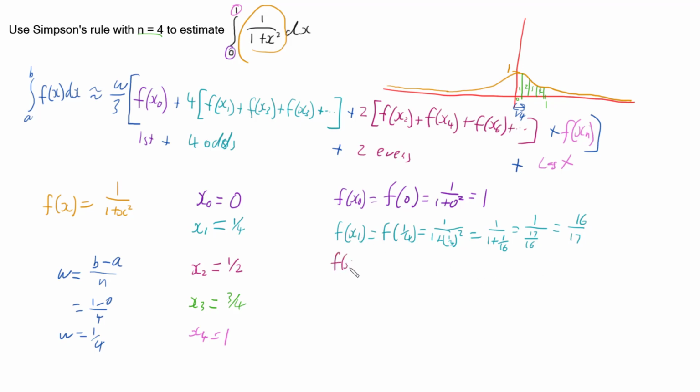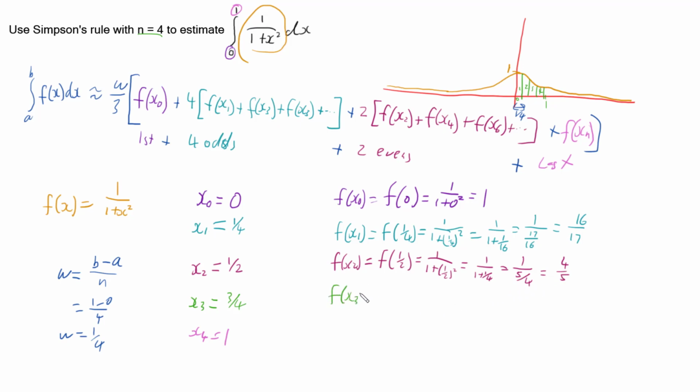f at x2 is going to be f of a half, which is going to be 1 on 1 plus a half squared, which is 1 on 1 plus a quarter, which is going to give us 1 on 5 quarters, which is going to give us 4/5.